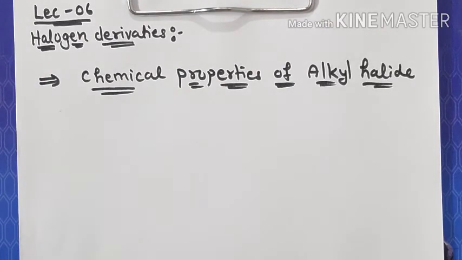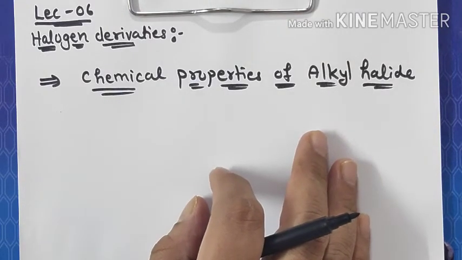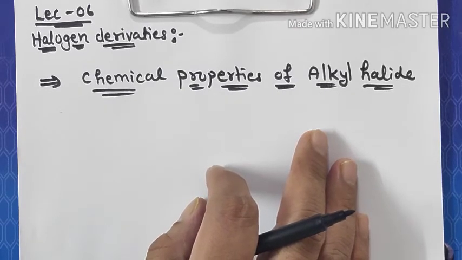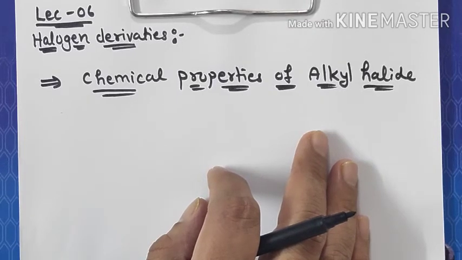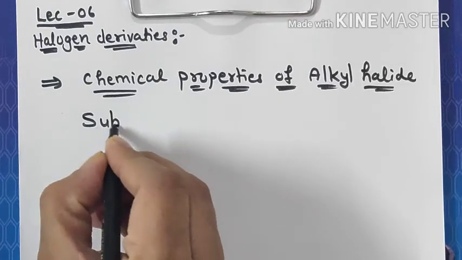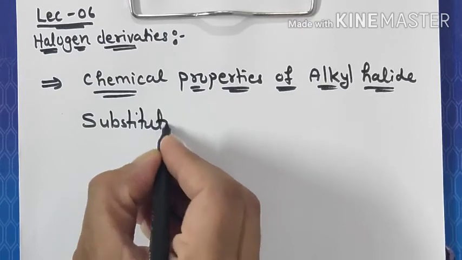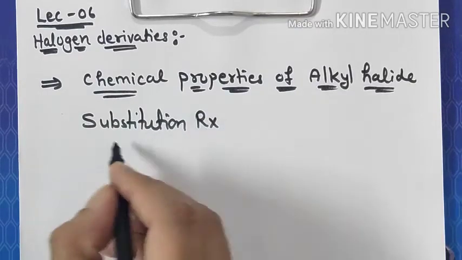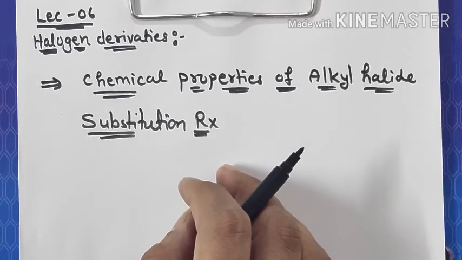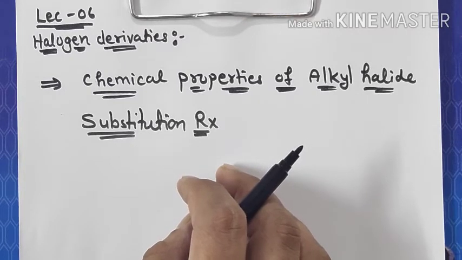Welcome students to the next lecture of halogen derivatives. This is lecture number 6, and today we are going to study the chemical properties of alkyl halides. Today we'll be studying substitution reactions, and in substitution reactions, normally we'll be studying nucleophilic substitution reactions.